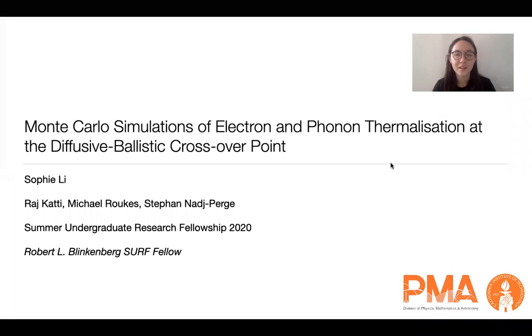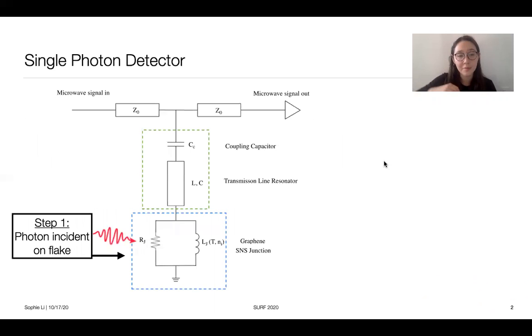Hello, my name is Sophie Lee, and today I'll be presenting on the work that I did this summer, which are Monte Carlo simulations of electron and phonon thermalization at the diffusive ballistic crossover point. I did my work with Raj Kati, Michael Rooks, and Stefan Najperj, and I was generously supported by the Robert L. Blankenberg SURF Fellowship. So to begin with, let me give you some context for the simulations that I ran.